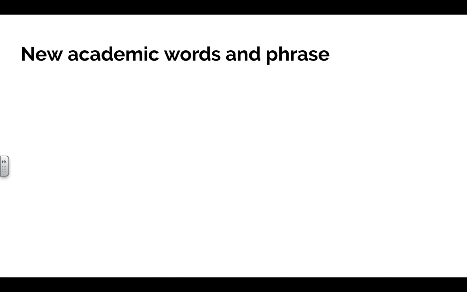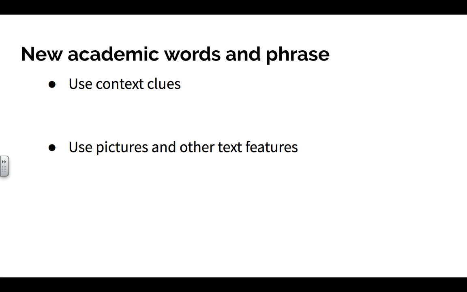So, three ways that we can figure out what new academic words mean when you're reading like a science article or a social studies article are to use your context clues, just like we talked about on Monday. And remember, context means around. So you look for the other words and phrases around the unknown word or the new word. We also want to use pictures and other text features like diagrams or bold words. And finally, you can also always use a dictionary or a glossary. And remember, a glossary is like a little dictionary about one text.